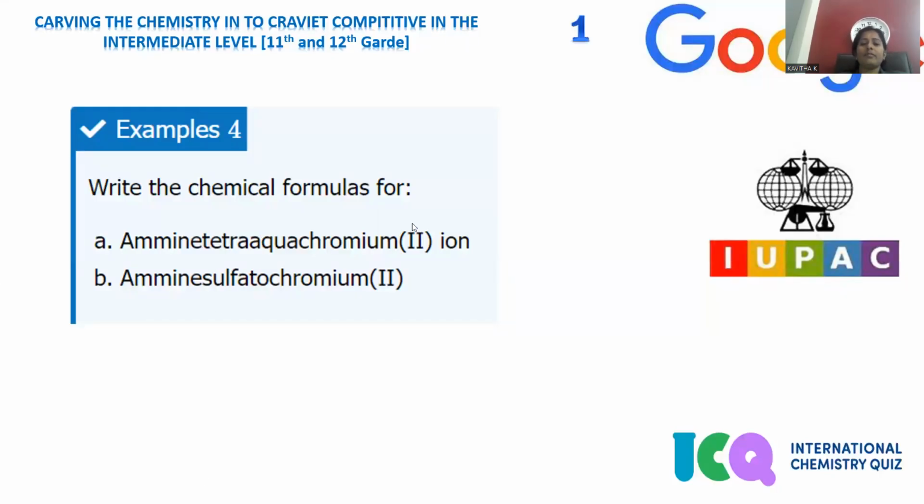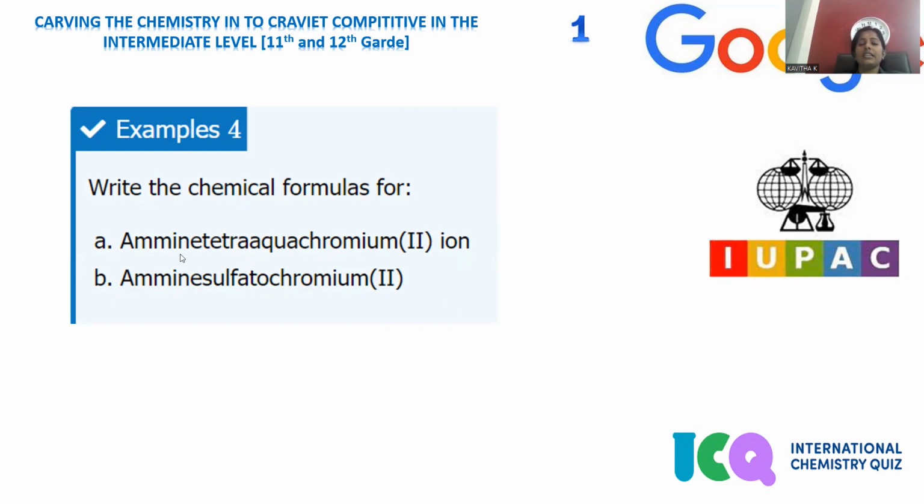Write the chemical formula for the given compounds. Here IUPAC nomenclature is provided, and we have to go for their chemical formula. IUPAC stands for International Union for Pure and Applied Chemistry. As per the IUPAC protocol, the name is provided, and it should be converted into a chemical formula. The first compound is amine tetra-aqua chromium(II) ion.